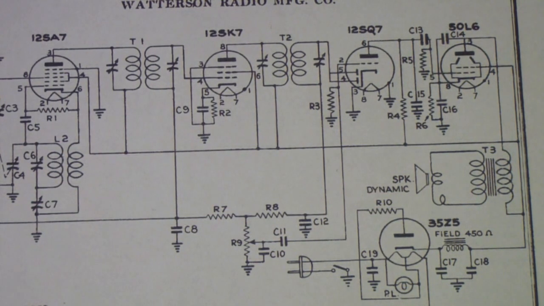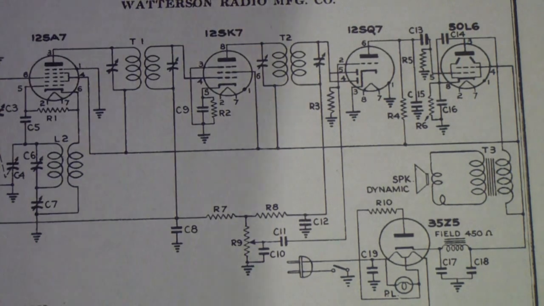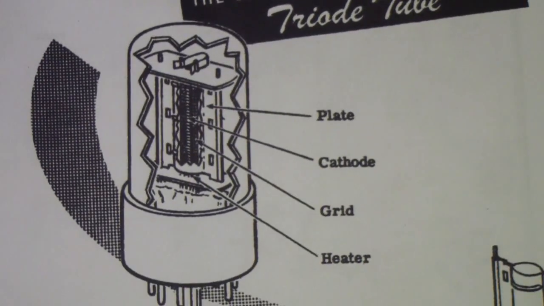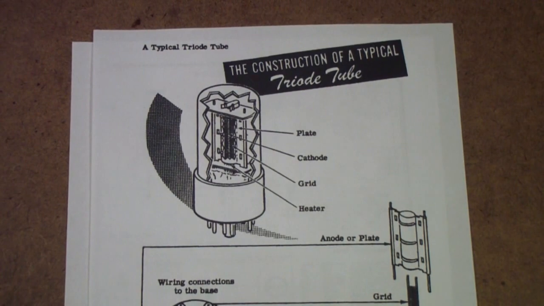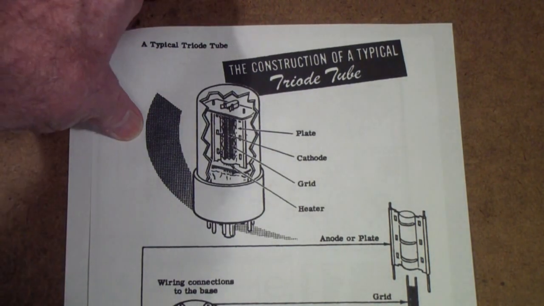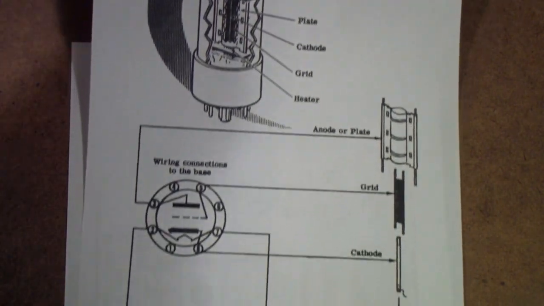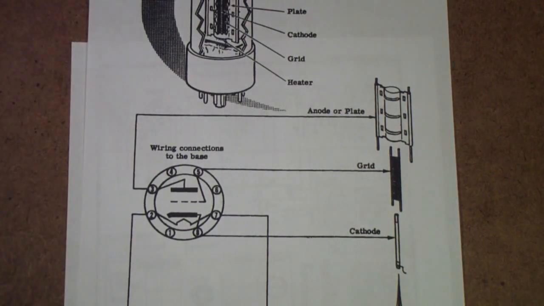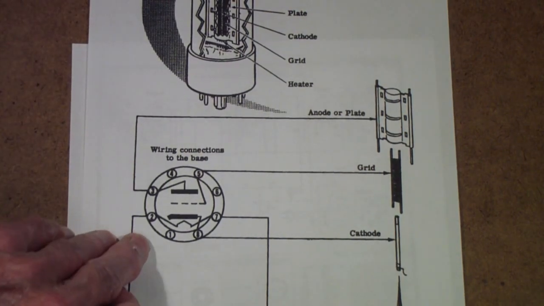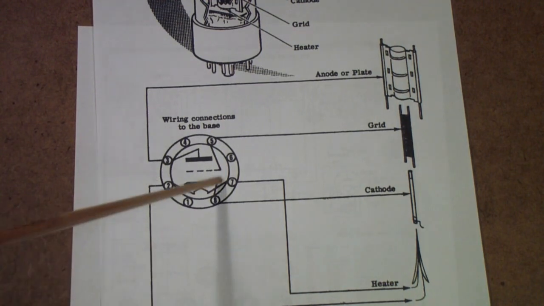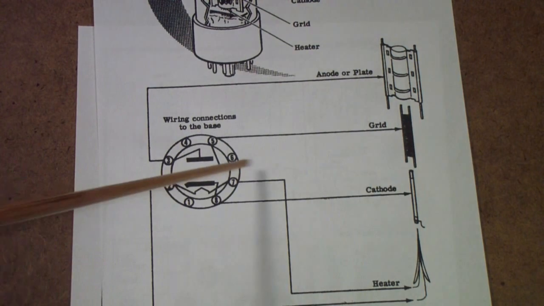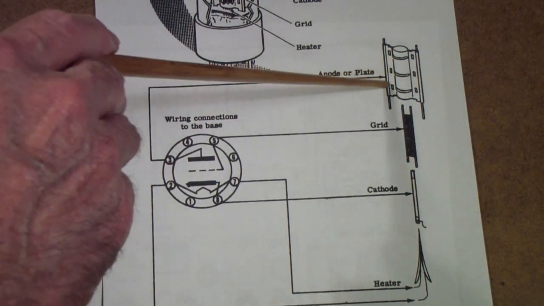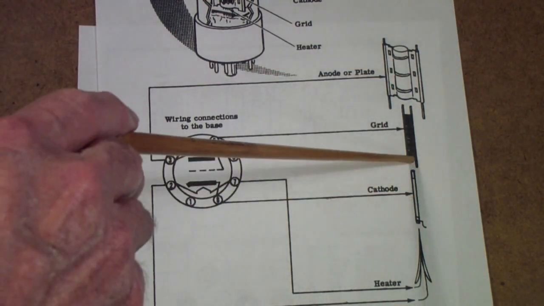But they eventually discovered that you could build a tube with 3 elements, and that allowed you to control the signal. Here, for example, is a schematic that shows a 3-element tube. Notice 1 element is called the grid, 1 is called the anode or plate, and 1 is called the cathode.